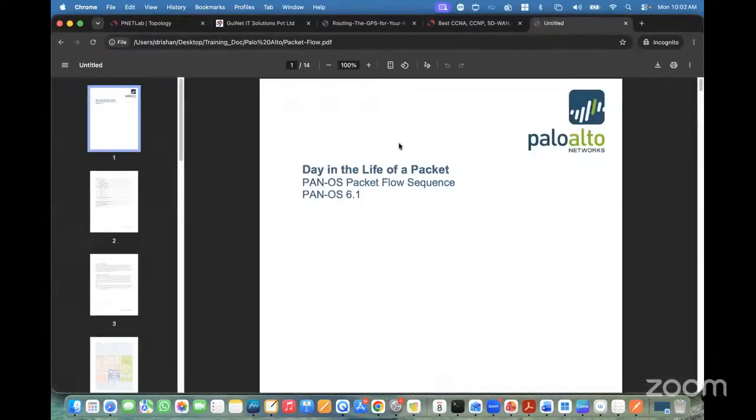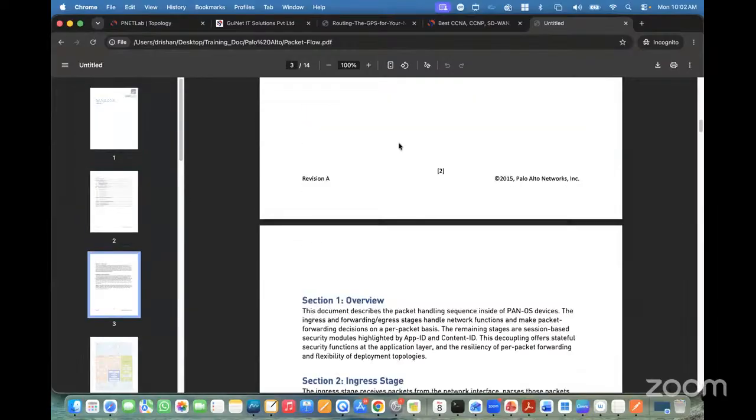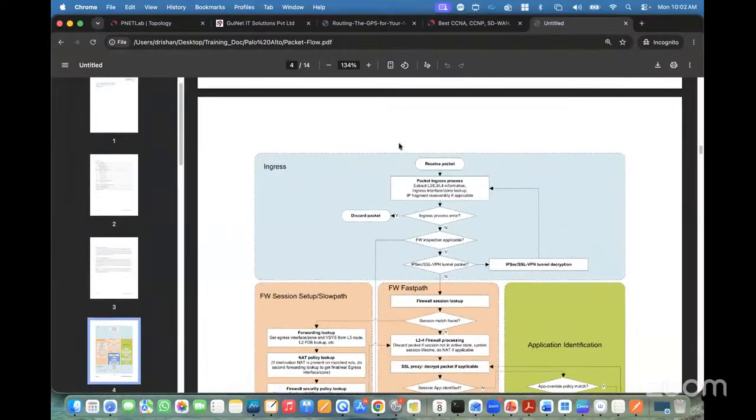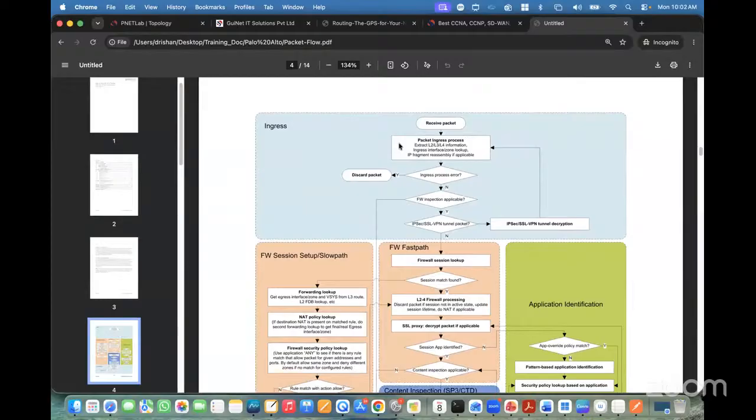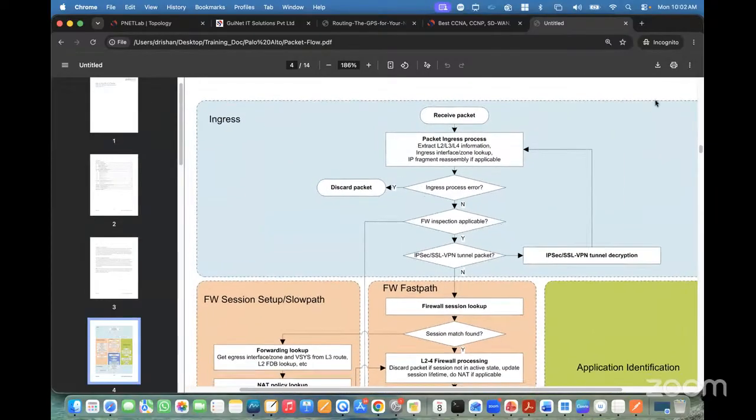All right, guys. This is the packet flow we have to understand today. This is module one as per the official model. What is the packet flow? What is the step-by-step packet flow going to look like? And what is going to happen if any packet lands on the Palo Alto firewall? That is our agenda, and we'll discuss that. Okay, let me start.